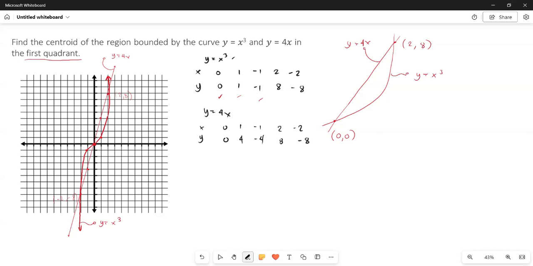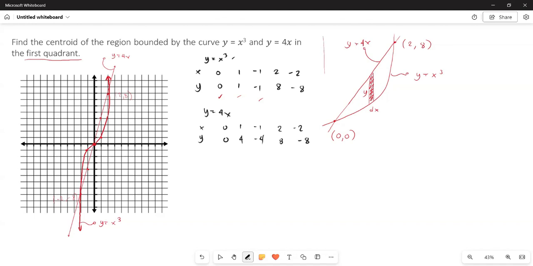Pag sinabing boundary, ito din yung ating limit. But before we do that, kailangan natin malaman kung ano yung gagamitin nating strip o yung orientation ng strip. Either horizontal or vertical. So pwede naman natin gamitin is vertical na lang ano. Either naman sa dalawa, kasi tatama naman sa magkaibang function yung ating strip, kahit horizontal or vertical siya. So we have here dx and then we have dy.